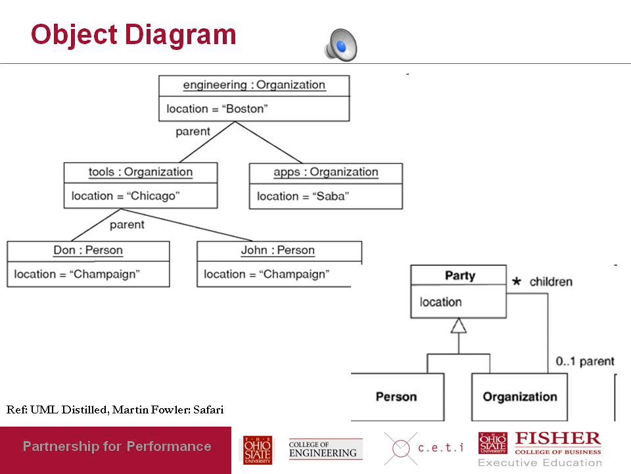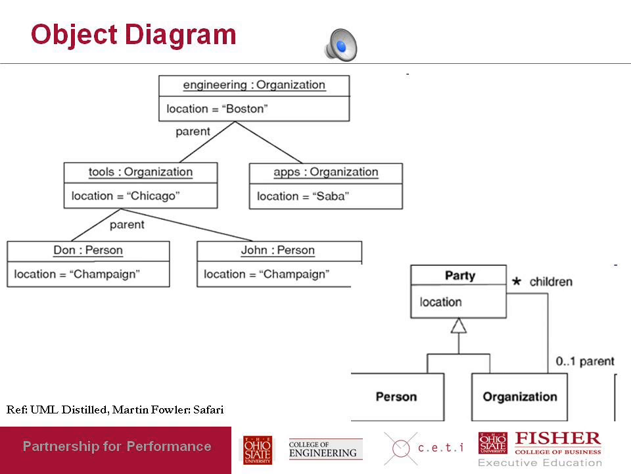To see what the class diagram for this object diagram might look like, look in the right-hand bottom corner of this picture. Here you will see three classes: party, person, and organization. Person and organization are subclasses of party, and an organization can have zero or one parent, and that parent can be a party.